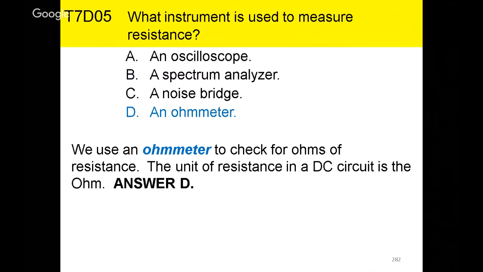You want to know what the resistance of a particular resistor happens to be. All you would do is turn your dial to measure resistance, and it would give you a readout of what the ohm value of a resistor would be. So the unit of resistance in a DC circuit is the ohm.